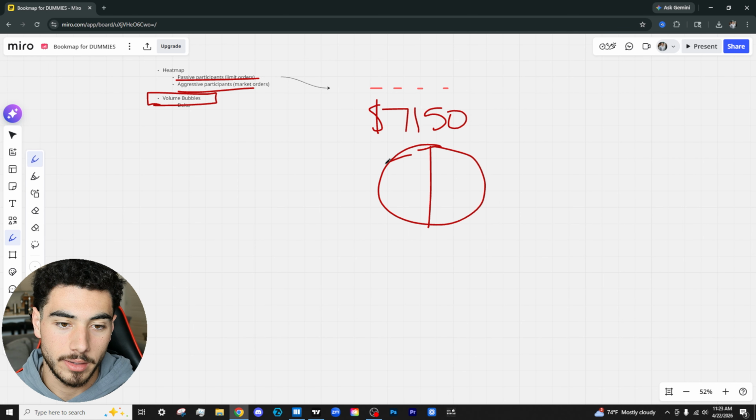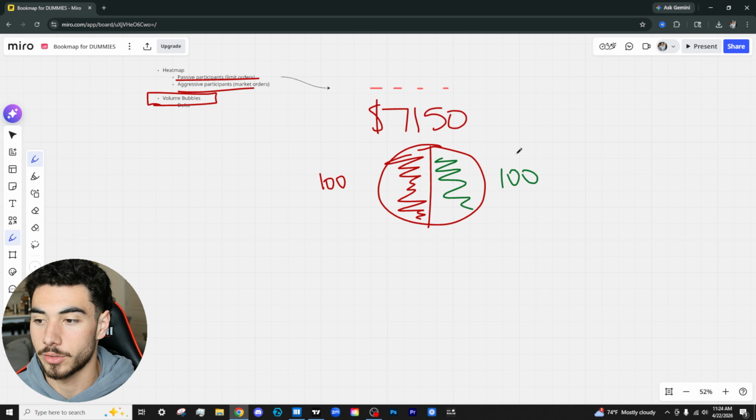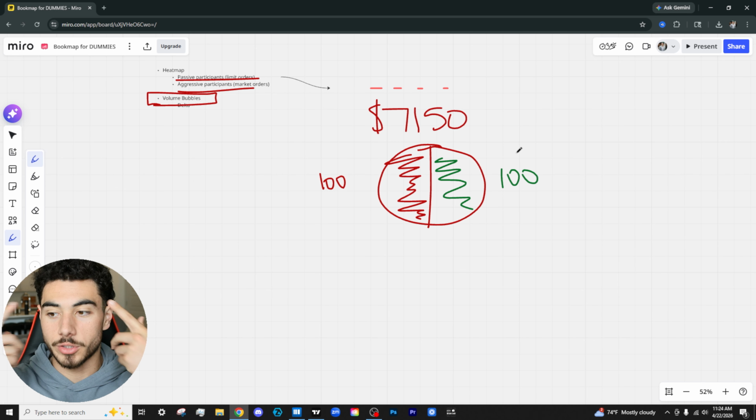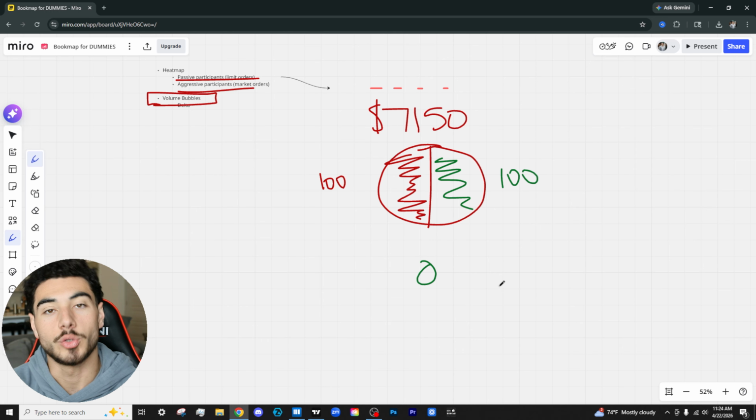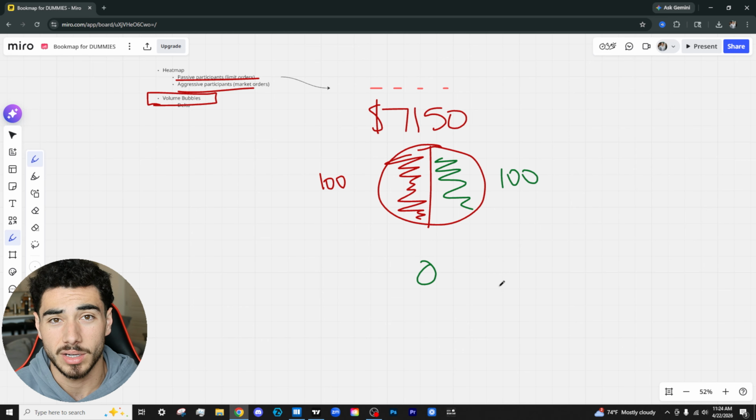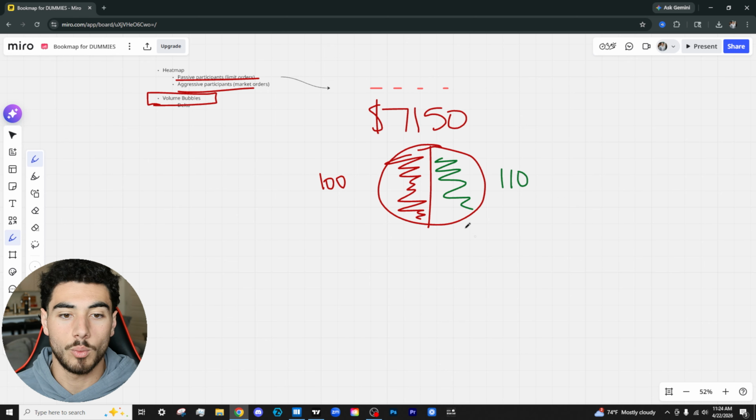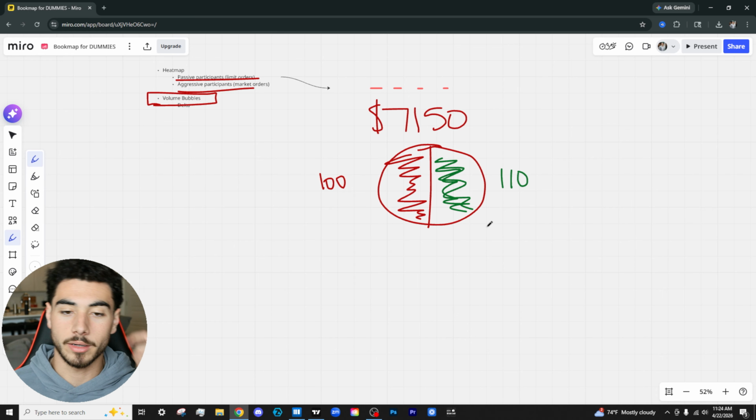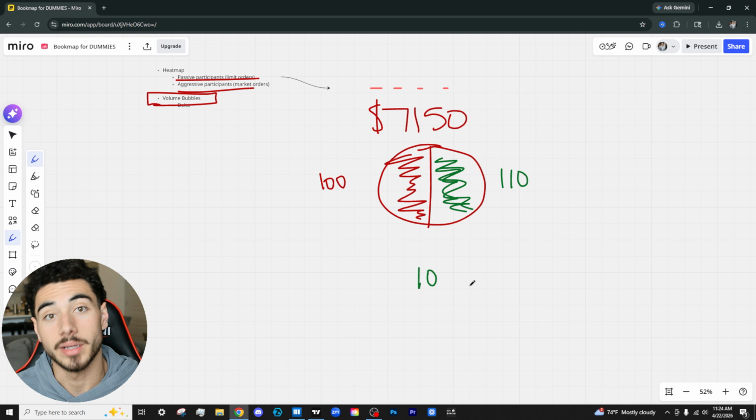Okay. We've got 100 sellers and 100 buyers. So the moment we look at it and see there are 100 sellers and 100 buyers, that means the delta is going to be 0. The delta is the difference between the buyers and the sellers. If the buyers and sellers are even, the delta is 0. Now, what if there were more buyers than sellers here at 71.50? Then that would give us a delta of positive 10. You don't have to put the plus, but it would give us 10.